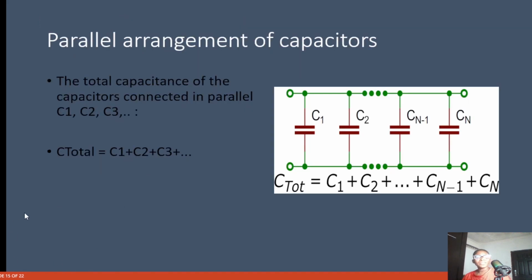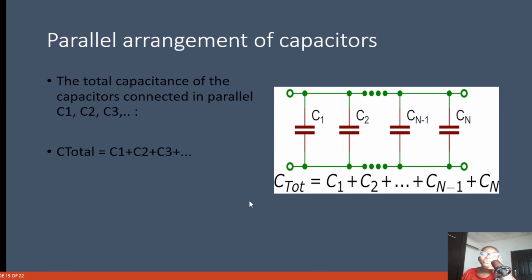So now we have the parallel arrangement of capacitors. Just the same way we talked about the arrangement of resistors, we also have the arrangement of capacitors. The only difference is that the way parallel capacitors work is the way series resistors work, and vice versa. These capacitors are connected in parallel. The total capacitance of the capacitors connected in parallel is just their addition.